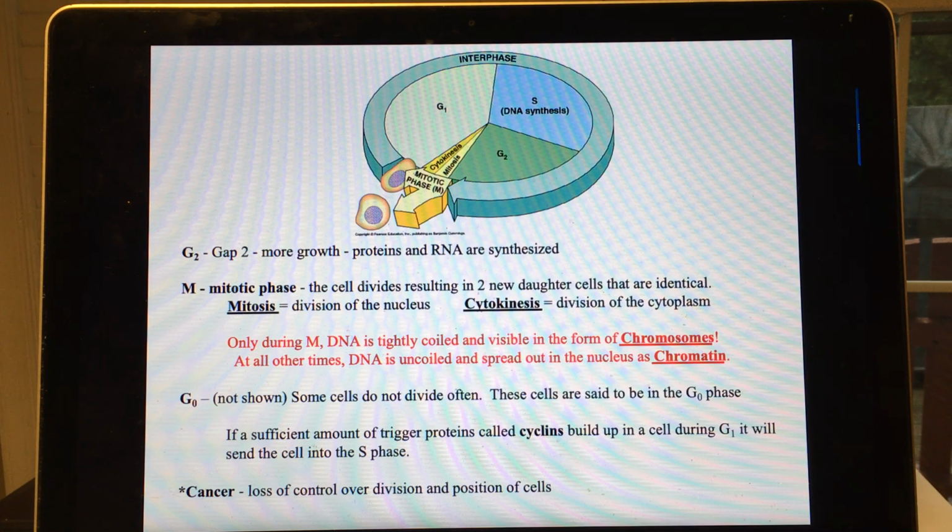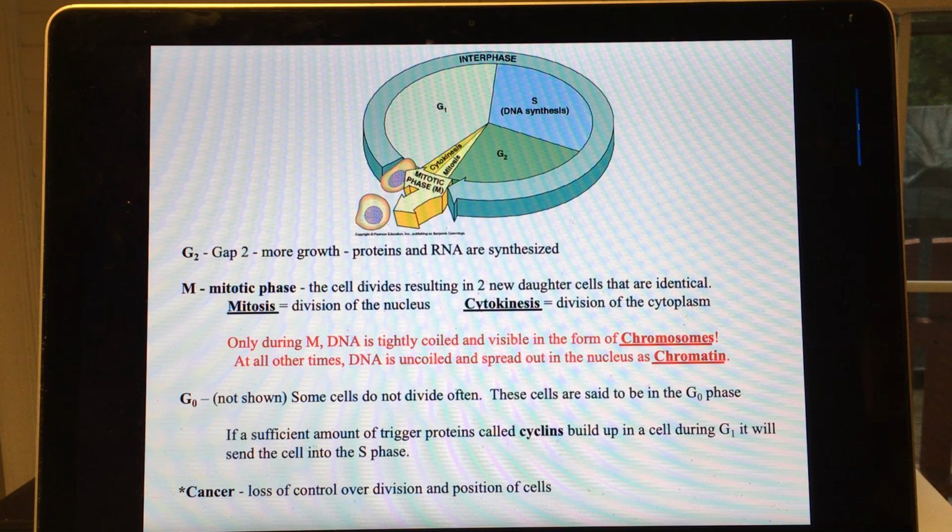Skin cells divide very, very often because they need to be replaced. They're exposed to the elements and they die very quickly. Adult leaf cells are another example of cells that are in the G0 phase. If you tear a leaf on a tree and come back months later, it's still torn. It doesn't repair itself.